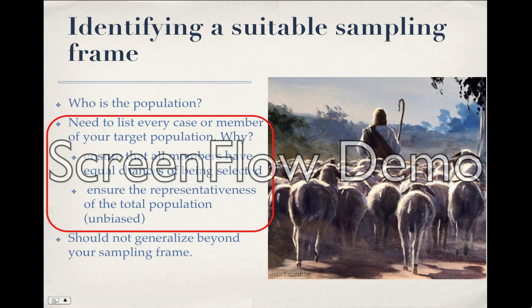You have to be careful not to generalize beyond your sample. For instance, if you're sampling teenagers in Amsterdam, your sample is only representative of the teenagers in Amsterdam, and it wouldn't be representative of the teenagers in the entire Holland, for instance.